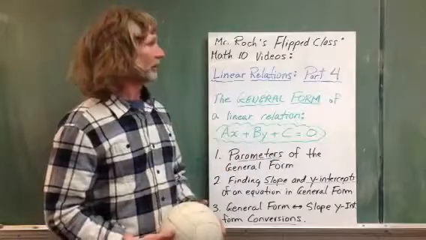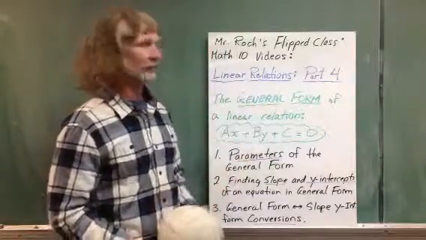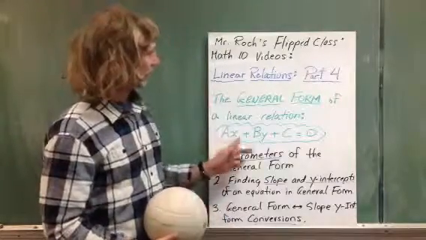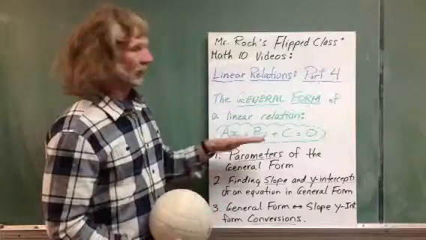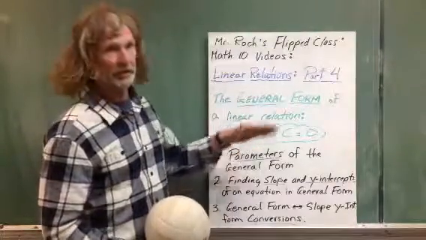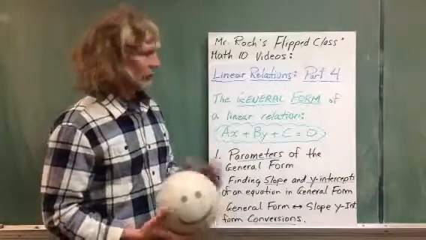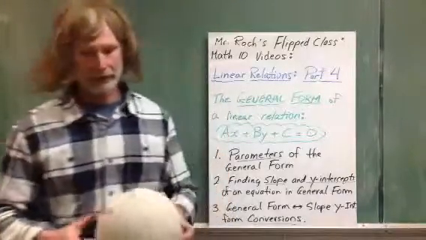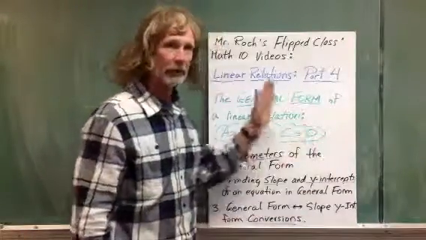This video is on linear relations, part 4, specifically the general form of a linear relation. That's ax plus by plus c equals 0. We're used to seeing slope-intercept form, which is y equals mx plus b. This is just another form of the equation, and there's going to be one more that follows. Let me just put down Wilson, and I'll tell you what's coming up in this video.